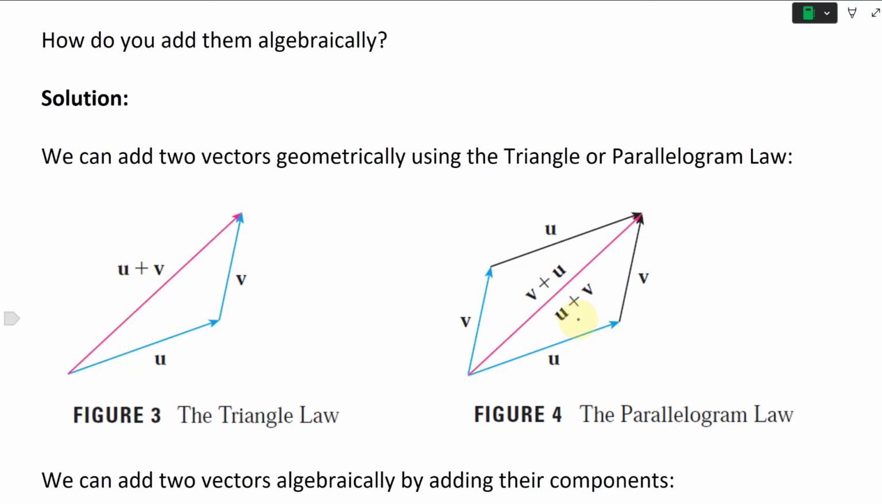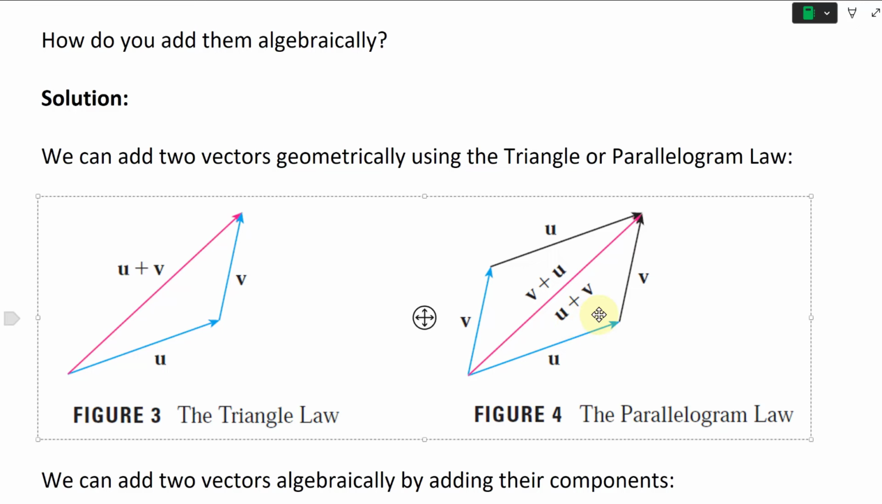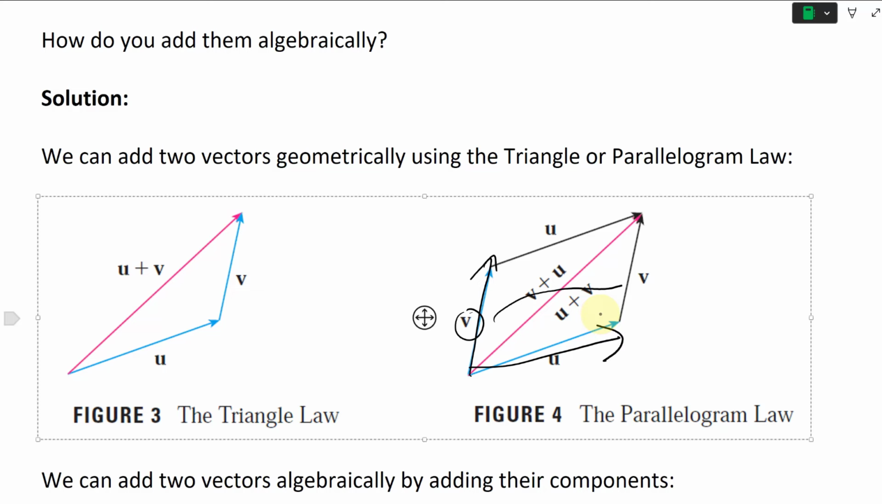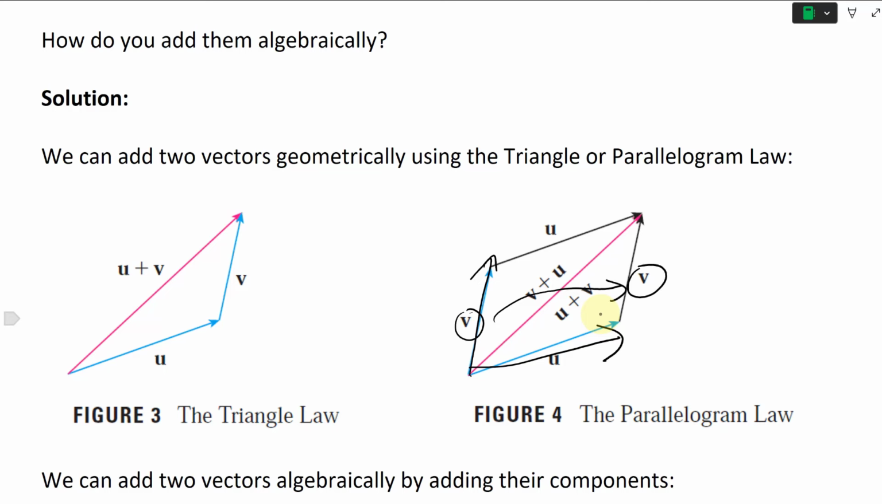What you could also do is go u like this, and then v like this, and then you can move this v over to this side, and u on this other side. You basically draw a parallelogram where these sides are parallel, and then you can draw this u plus v or v plus u, and it's the same thing there.